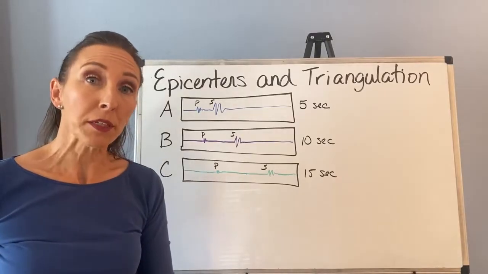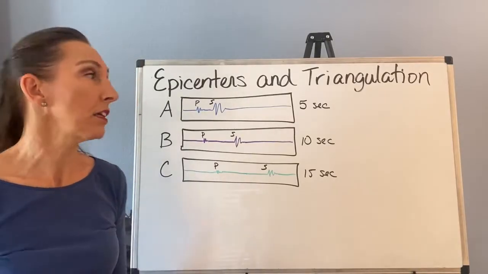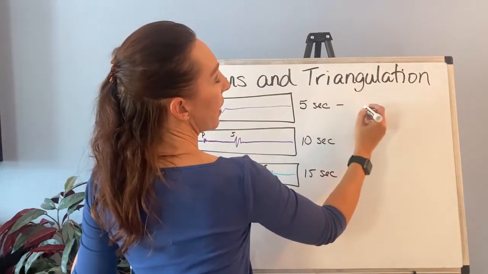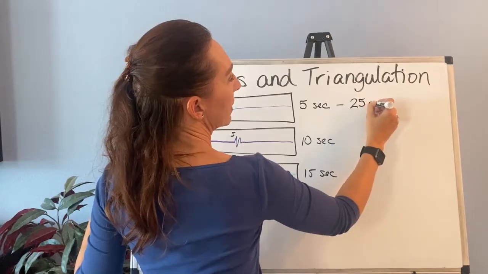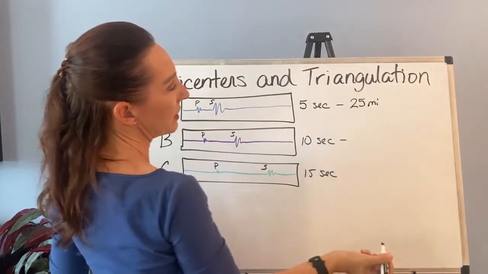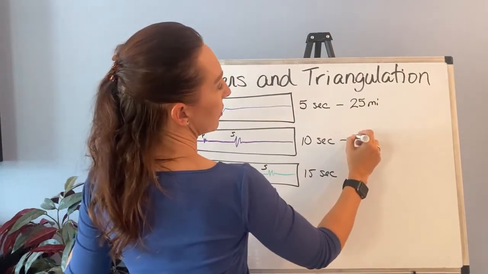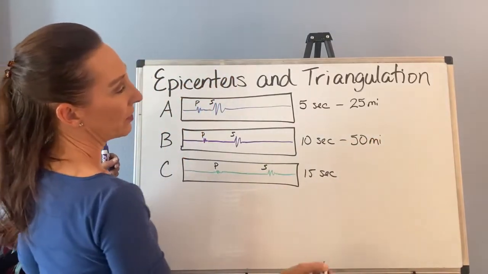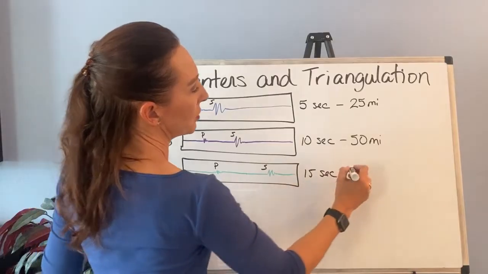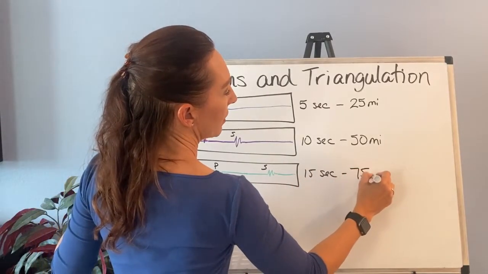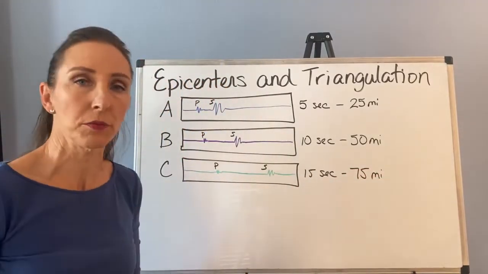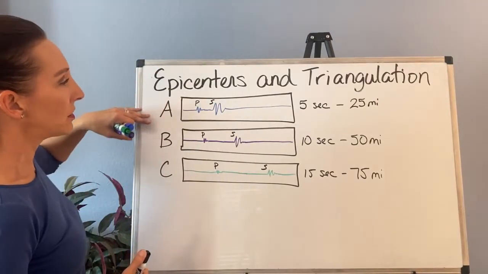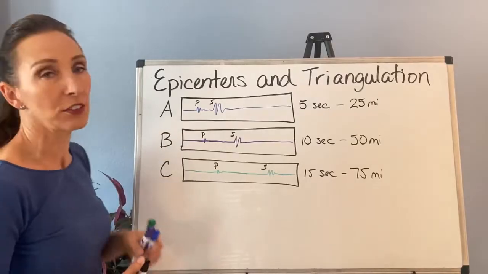Now we're going to be able to relate this to a distance. I'm going to totally just round this, but it'll do an okay job. 5 seconds would be about 25 miles, and we're going to use miles to make it easy. 10 seconds would be 50 miles away, and then our 15 seconds is going to be 75 miles away. Of course, this is a little approximation, but it'll get the job done for what we're trying to show here. All right, so A is closest, B is the next closest, and then C is furthest away.